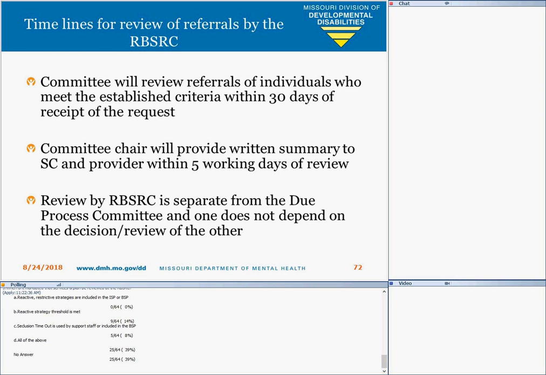Although the Behavior Support Review Committee might recommend that due process needs to occur in this case and review by the due process committee. Again, those are two separate things. Or the due process committee might say, it looks like due process was met here, but we recommend you get some assistance through the Regional Behavior Support Review Committee. So they refer to each other, but they're not dependent on each other.